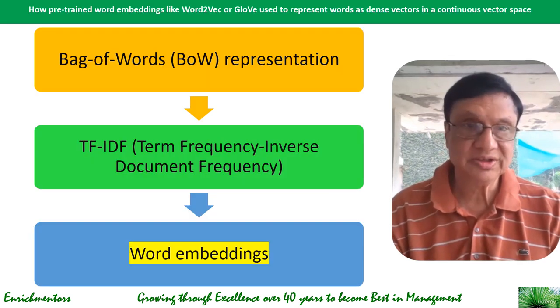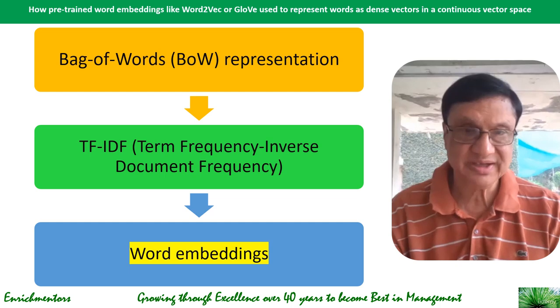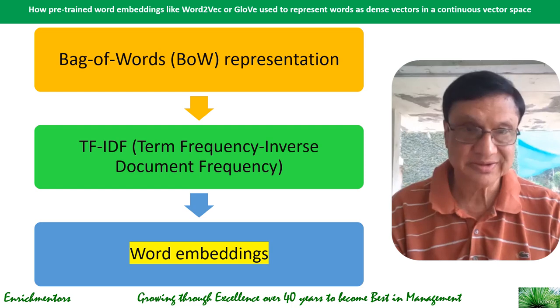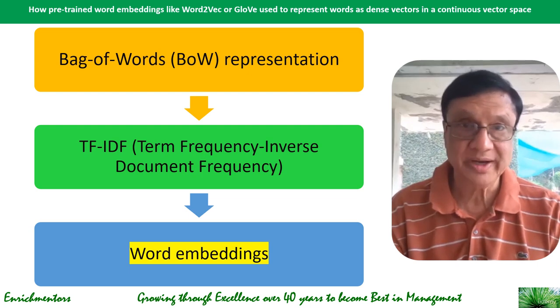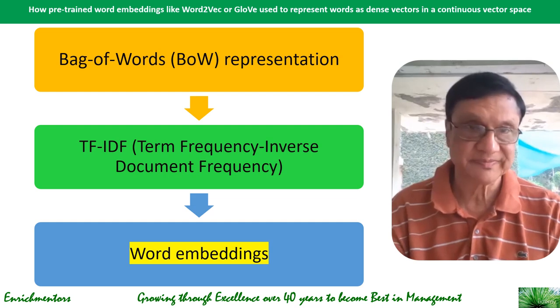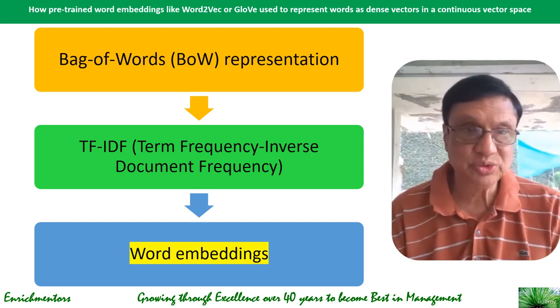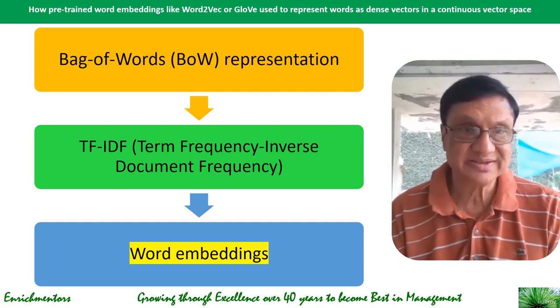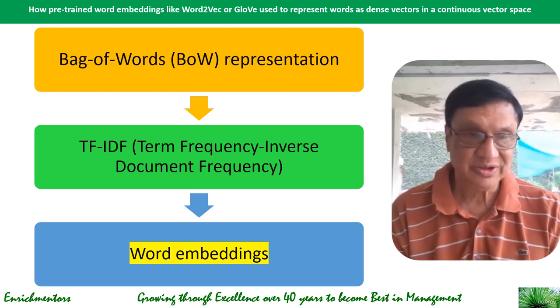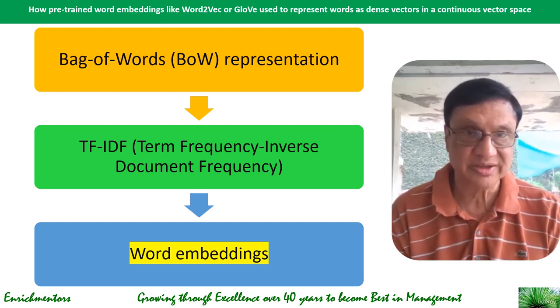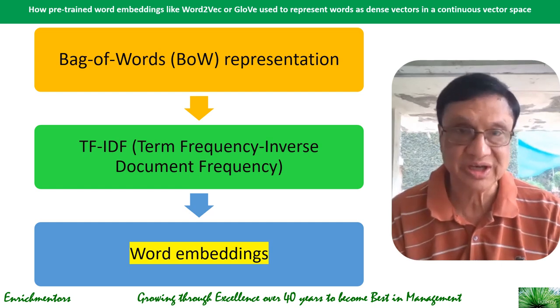So the last thing they did, after having talked about bag of words and TF-IDF, was to look at word embeddings. So how pre-trained word embeddings like Word2Vec and GloVe were used to represent words as dense vectors in continuous vector space, which basically means closely related words are placed close together.